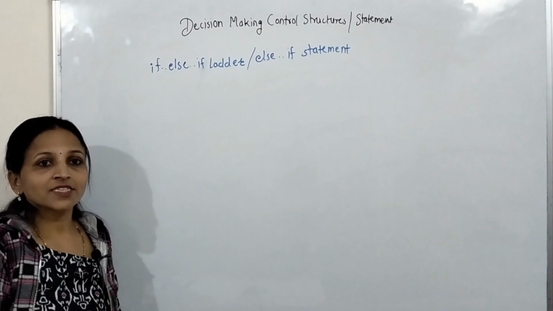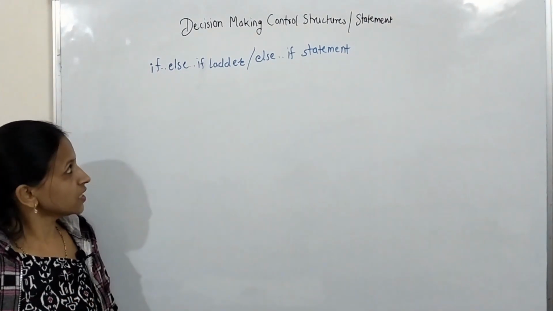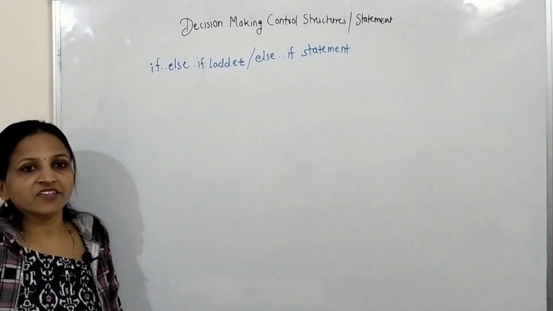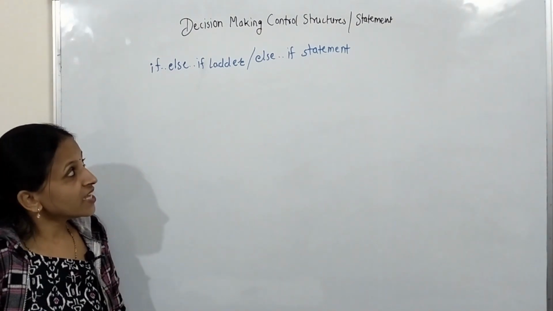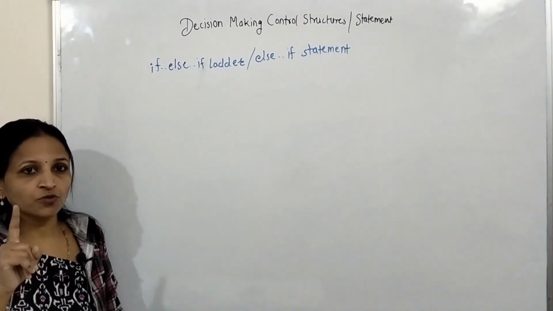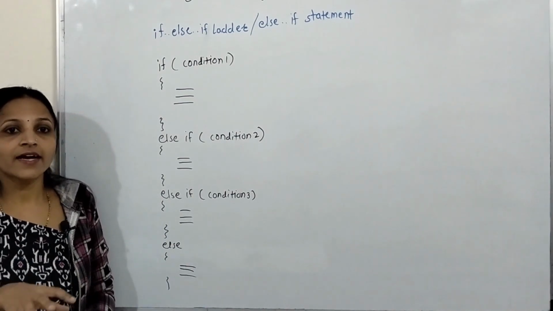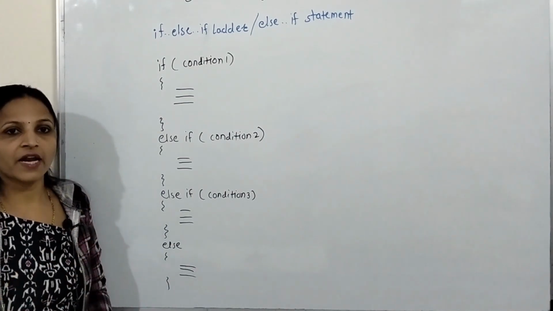Now the next point under this decision making control structure that I am going to explain is the if-else ladder. It is also called the else-if statement. First I am going to explain the syntax. Now see, this is the syntax for the if-else ladder.